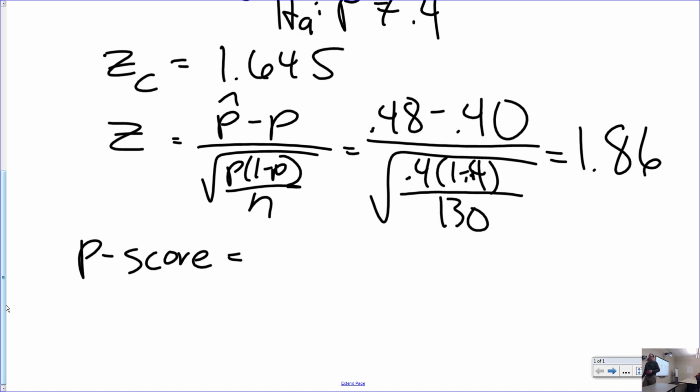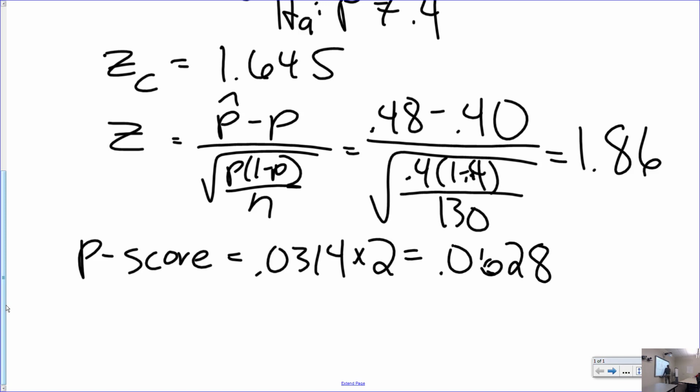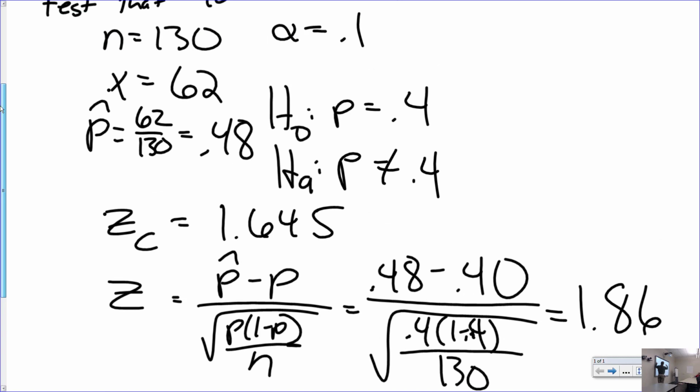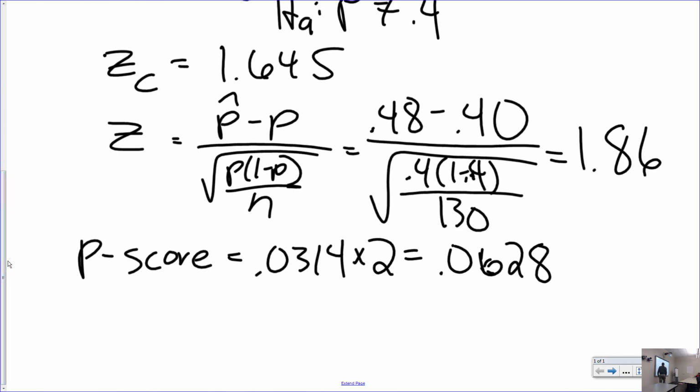And just so that you can do it, folks, what is the p-score for 1.86? Please remember that you always just look up the negative of that value. Negative 1.86. And since this is a two-tailed test, what are we going to do with that number? So our p-score for this test is 0.0628. What was our alpha? 0.1. Is our p-score less than our alpha score? Yes. Therefore, what do we get to do?